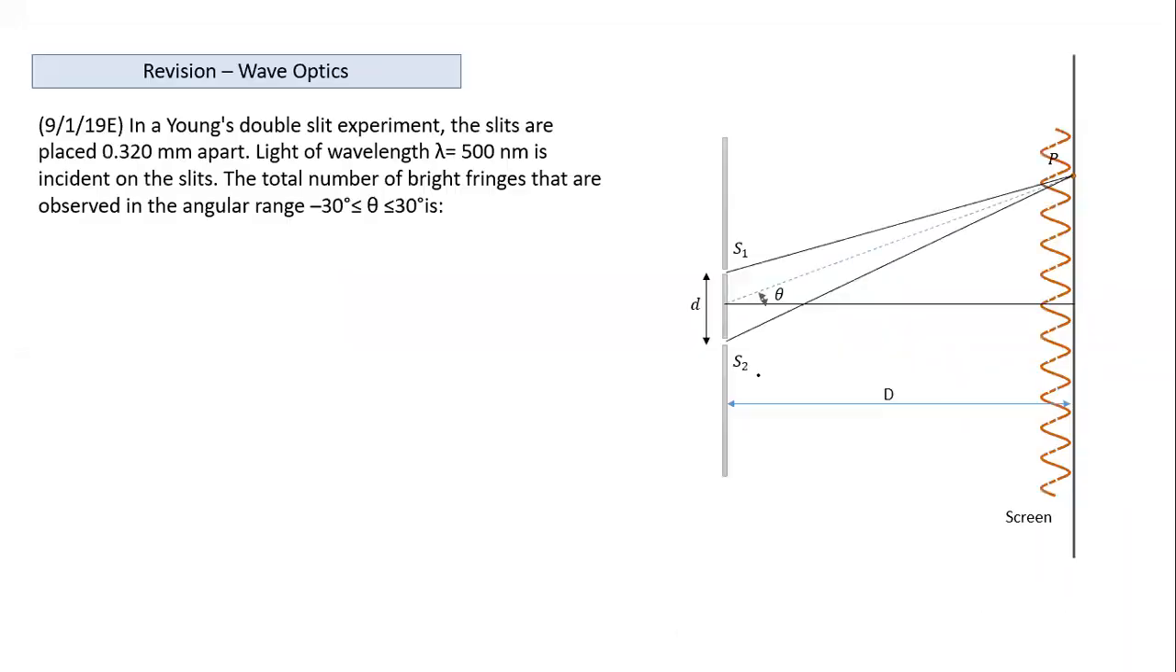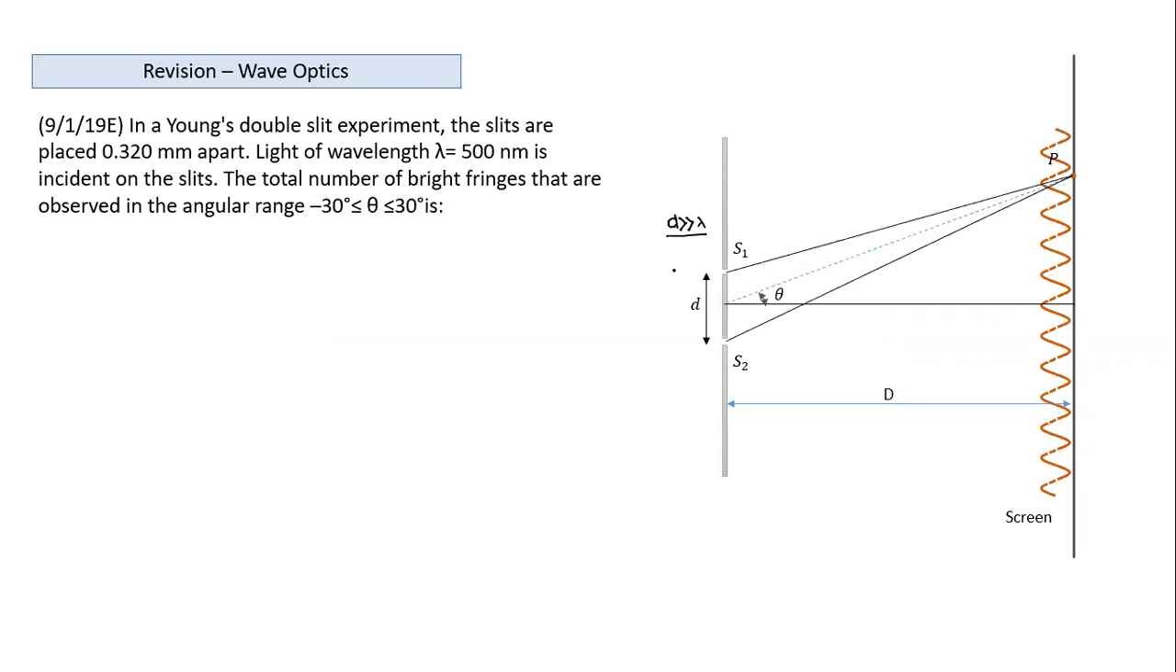So let's look at the third problem on YDSE. This is a typical YDSE setup, and the slits are placed 0.32 millimeter apart. So very small spacing, but still D is much larger than the wavelength. That's why a large number of fringes will form. In this case, light of wavelength 500 nanometer is used, and it is incident on the slits.